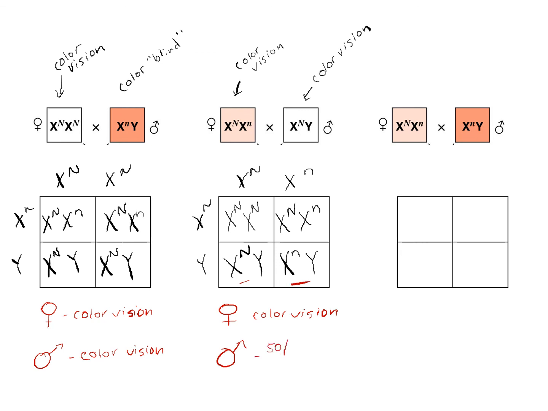So there's a 50-50 chance of getting color vision or being colorblind. And that's because we only get the Y from dad and we get one copy of X from mom. So if mom is a carrier, like she is in this case, there is a 25% chance that they will have a son who is colorblind. Okay, let's look at the last example. We have a female who is a carrier but has color vision, and we have a male who is colorblind.